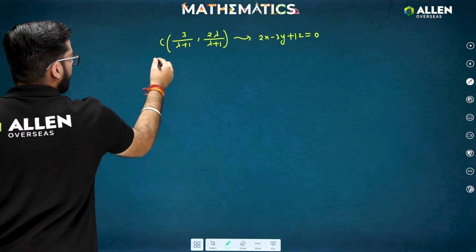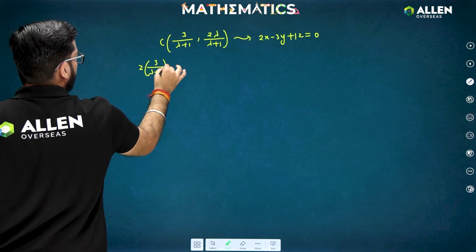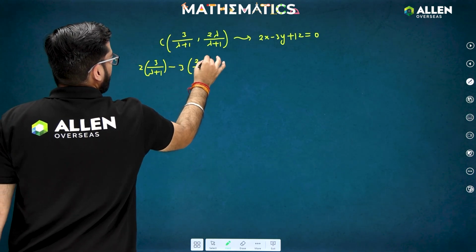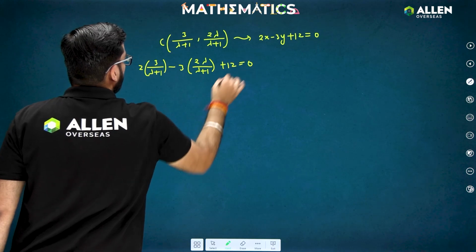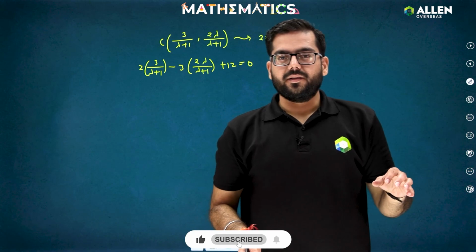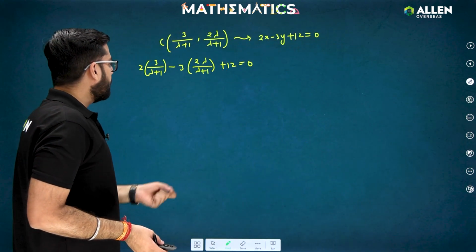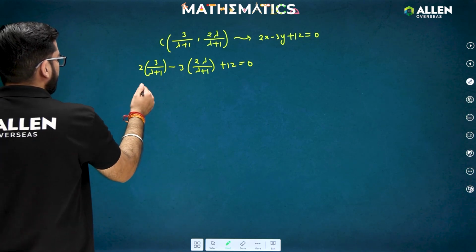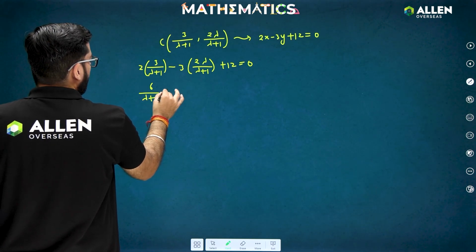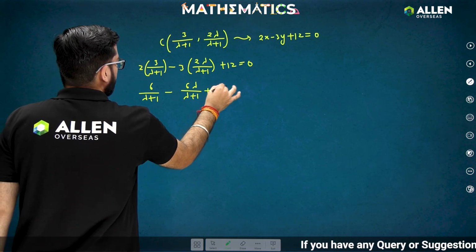You can satisfy it here. So twice of 3 upon lambda plus 1, minus 3 times 2 lambda upon lambda plus 1, plus 12 is equal to 0. According to this question, this center must lie on this line, so it must be satisfied, and I am going to satisfy it here. Now you need to solve this simple equation, then you will get 6 upon lambda plus 1 minus 6 lambda upon lambda plus 1 plus 12 is equal to 0.